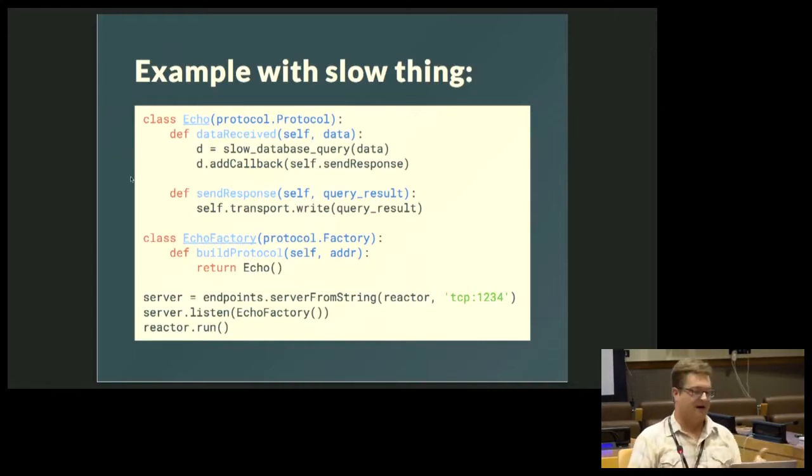So this is a case where it's probably not an echo, because you're taking the input data, and then you're running some query, and then you're spitting something else out, and you're doing that based on this callback. So while the slow database query is running on one hand, you can be doing lots of other stuff. You can be accepting other connections, starting other database queries, which is pretty cool.